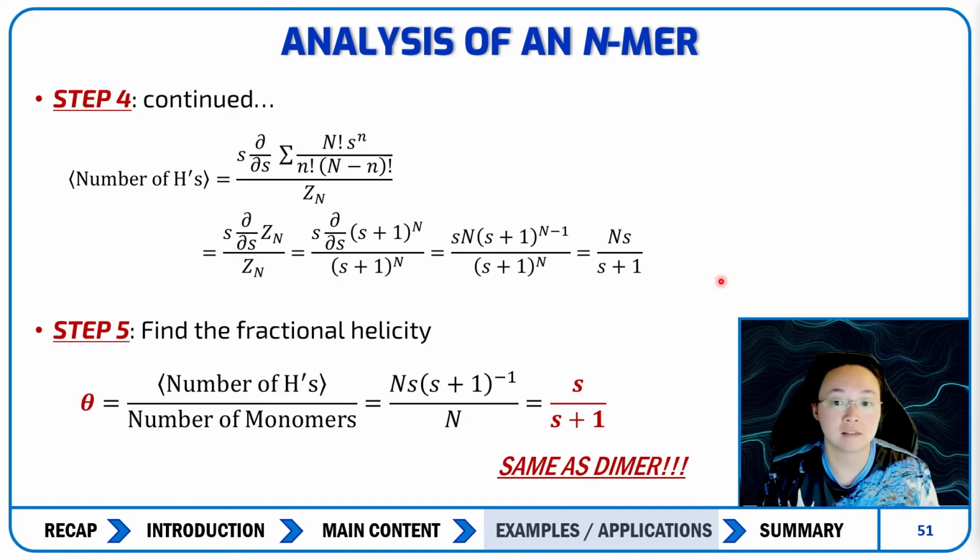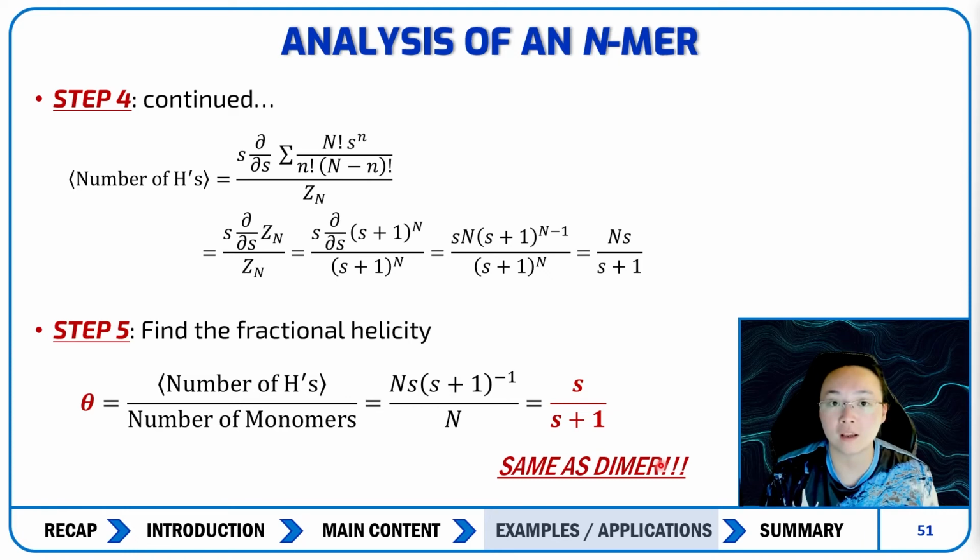So in this case, we end up with nS over S plus 1, and the next step to find fractional helicity is to divide the number of H's by the number of monomers. So we're dividing by n. We end up with the exact same equation as the one for dimer, and that's basically the take-home message. When we're taking a look at fractional helicity, it's one equation. No matter how many monomers you're looking at, for all polymers of size n, the fractional helicity is always S over S plus 1.